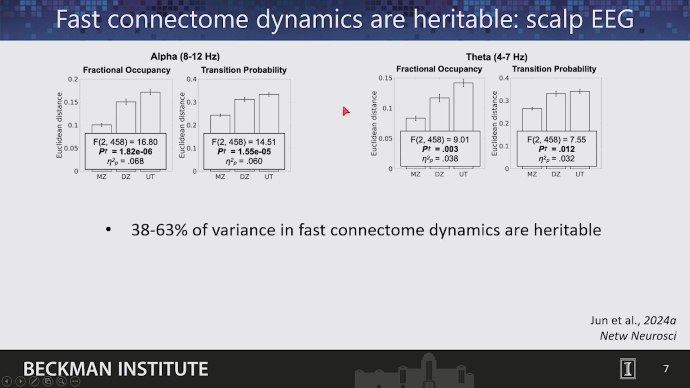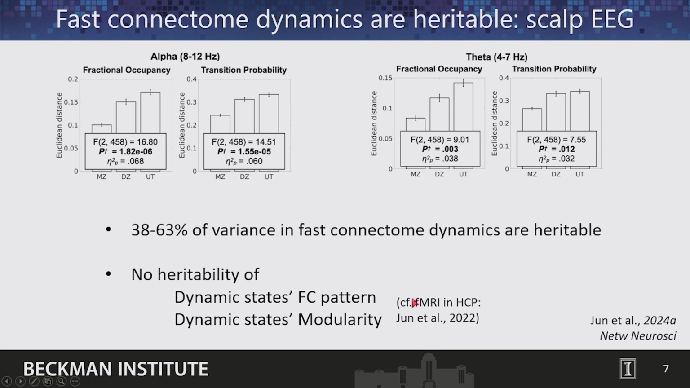When we apply variance component modeling to get at the amount of heritability, about 40 to 60%, depending on frequency band, of these dynamic temporal features are heritable. And just for comparison, we applied very similar statistics earlier in fMRI data from the HCP data set, and the heritability there was in the low end here, around 40%.